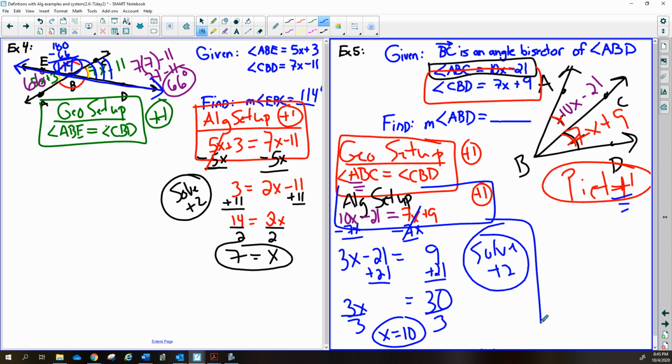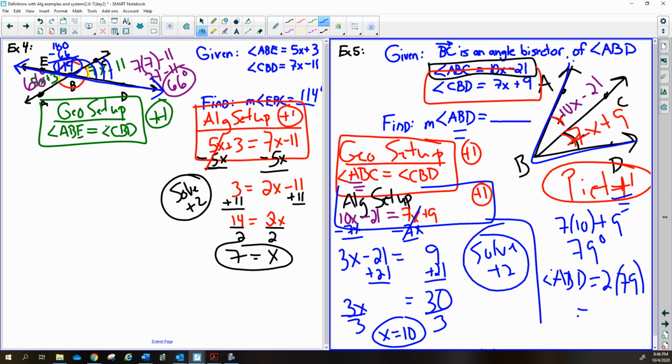I then asked for the entire angle right here, ABD. I can plug that x into either one of these equations. If I plug x into 7 times 10 plus 9, I would get angle CBD to be 79 degrees. Well, angle ABD is going to be 2 times 79 degrees. So my answer is 158 degrees. Another point for the final answer.